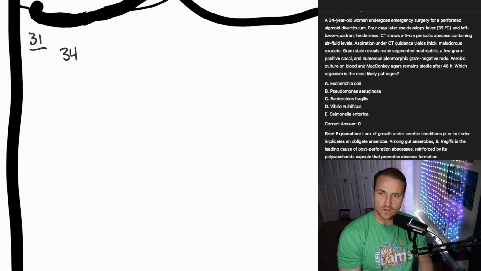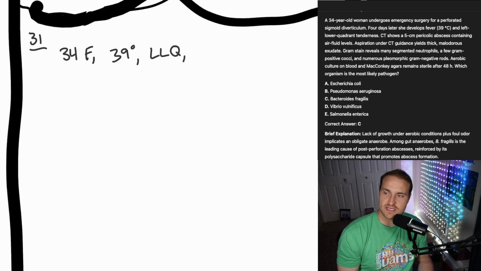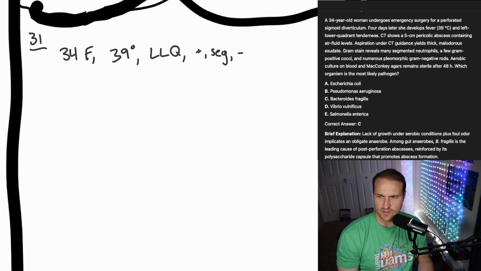A 34-year-old woman undergoes emergency surgery for a perforated sigmoid diverticulum. 4 days later, she develops a fever and left lower quadrant tenderness. Imaging shows a 5 centimeter pericolic abscess containing air-fluid levels. Aspiration shows thick, malodorous pus. Gram stain reveals many segmented neutrophils, a few gram-positive cocci, and numerous pleomorphic gram-negative rods. Aerobic culture on MacConkey agar remains sterile, so it's anaerobic. Which organism is the most likely pathogen?